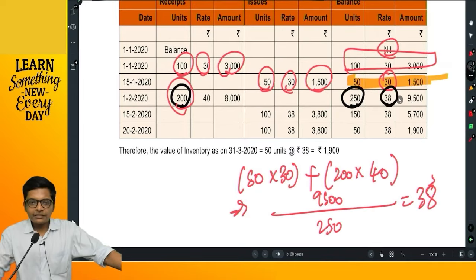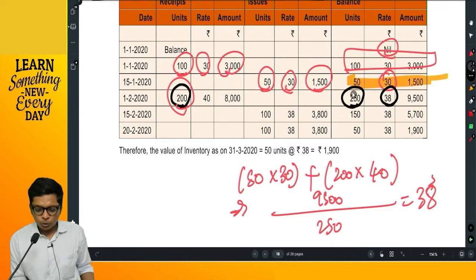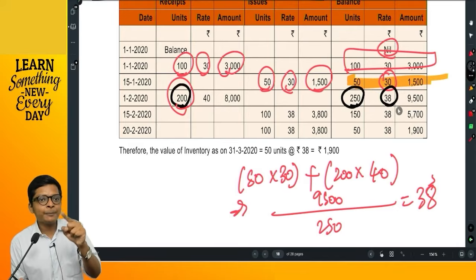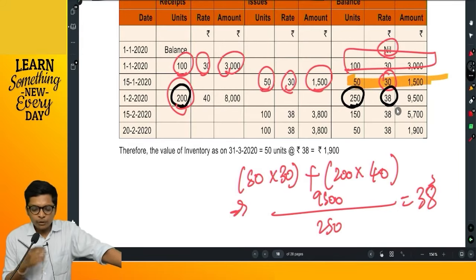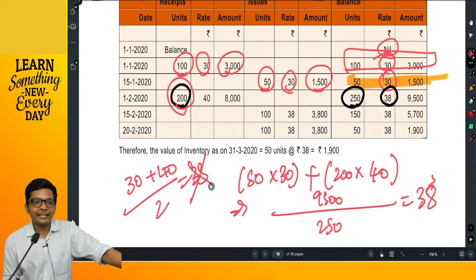Got the 38, guys. Are you understanding? We take the average, adding 250, what is the average? 38. But not a simple average. What am I doing, guys? Because if I do a simple average, my answer will be 30 plus 40 by 2, 35, which is not correct.